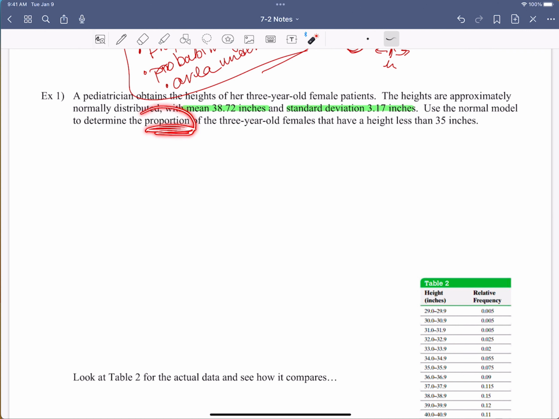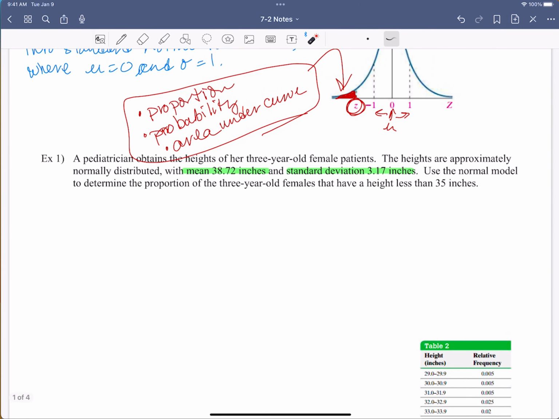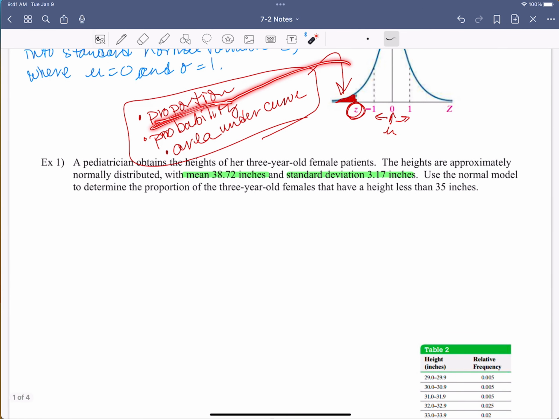What did we say proportion was again? Oh, the proportion is also associated with this area under the z-score of the 3-year-old females that have a height less than 35 inches. So my height here is going to be less than 35 inches. Okay, so I want this proportion. I want to figure out what that means.